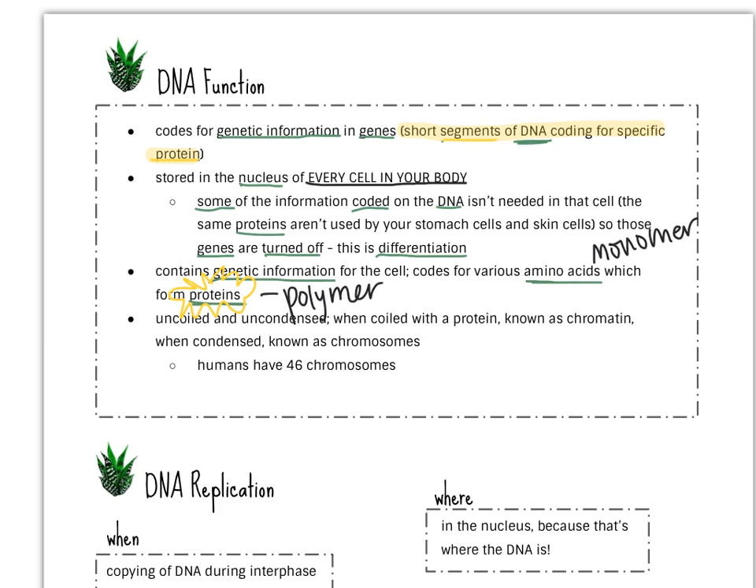And remember, DNA just exists in your cell, but sometimes, like before, when it's preparing for the cell cycle, it will be coiled with the protein, and that's known as chromatin. So just in your cell, it's uncoiled and uncondensed, floating around, doing its thing. But then it coils around a protein, known as chromatin, and then it condenses, known as chromosomes, and that's typically during the cell cycle.